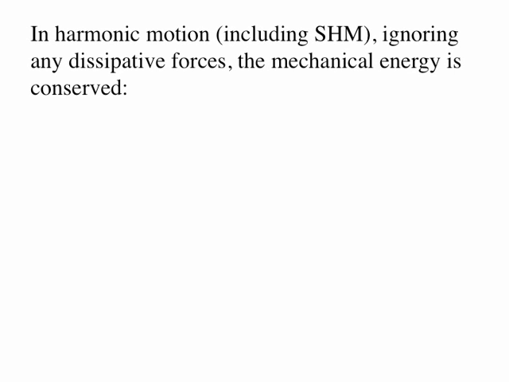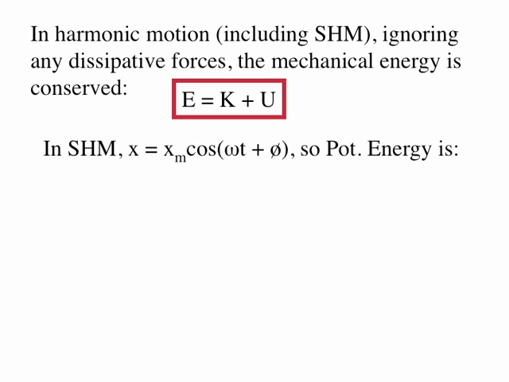In harmonic motion and simple harmonic motion, as we would expect, mechanical energy is conserved as long as we ignore any dissipative forces. So therefore, the potential plus the kinetic at any given point would give us the total energy. So with a simple harmonic oscillator, our displacement is equal to the amplitude times the cosine of the phase angle. So therefore, potential energy would be 1/2 k times that value squared.